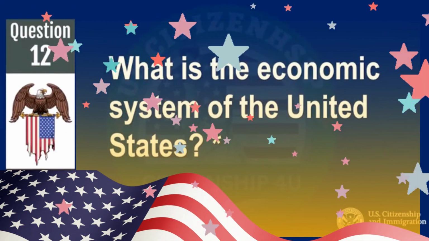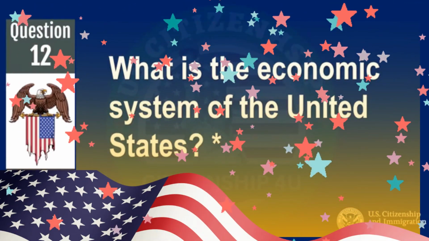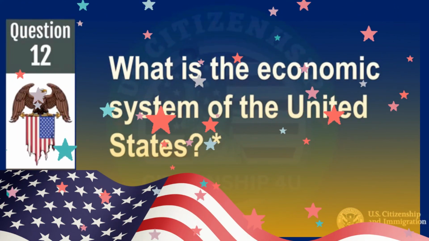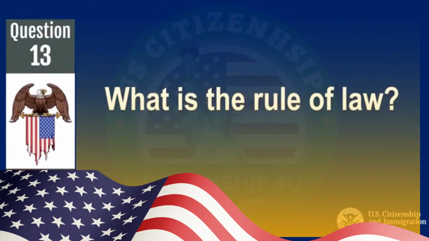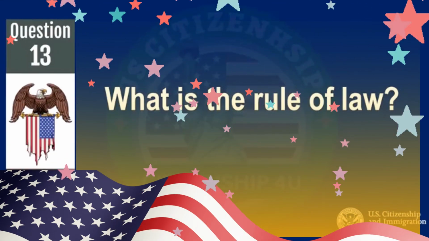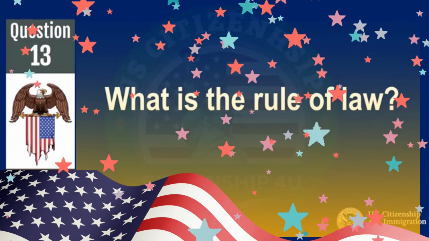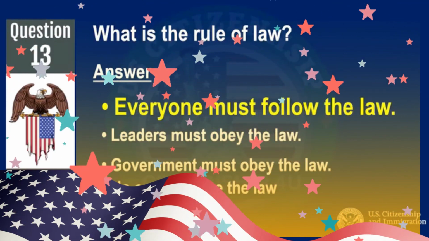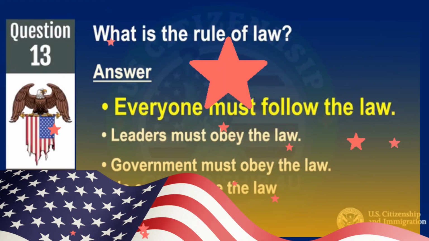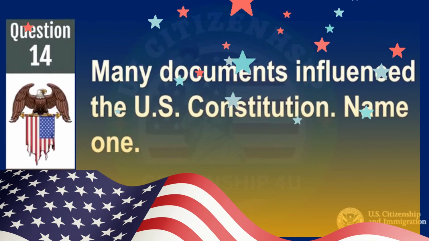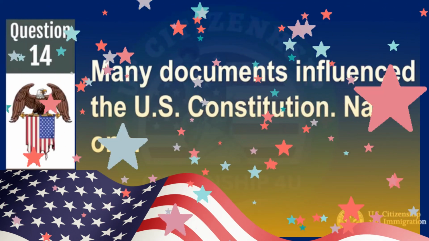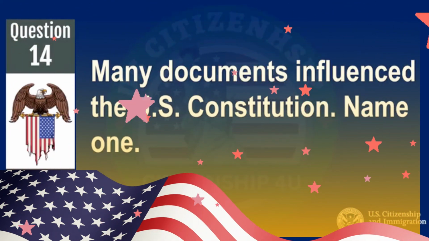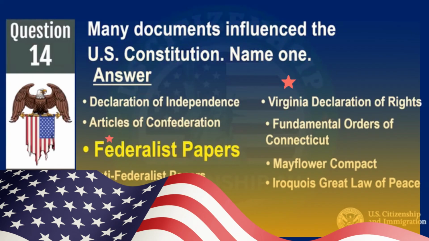What is the economic system of the United States? Capitalism. What is the rule of law? Everyone must follow the law. Many documents influenced the U.S. Constitution. Name one. Federalist Papers.